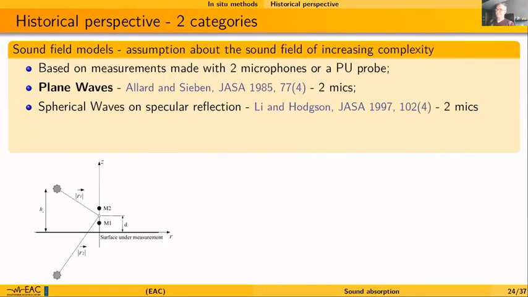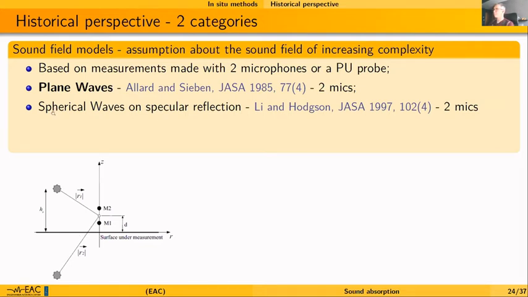Another way to do it, and this is increasing in complexity now, is to perform measurements with a pair of microphones or with a pressure and velocity probe near the material. In that case, the model that we have is a sound field and the reflection. We can compute the transfer function between microphones, or the transfer function between pressure and particle velocity, and we can assume something about the sound field. For instance, in the past, Allard proposed methods assuming plane waves impinging on the material and the microphones.